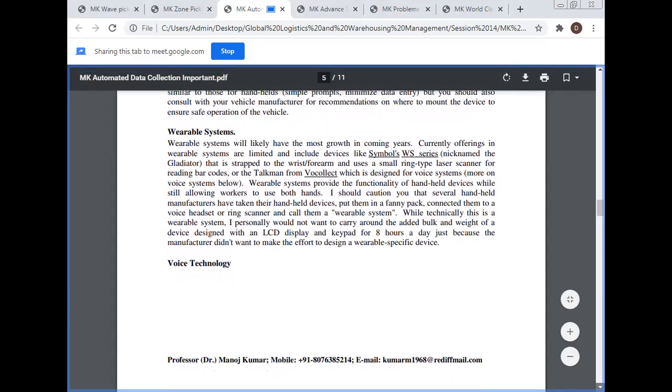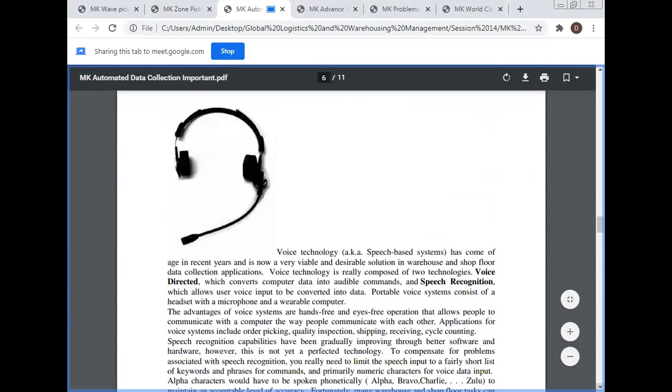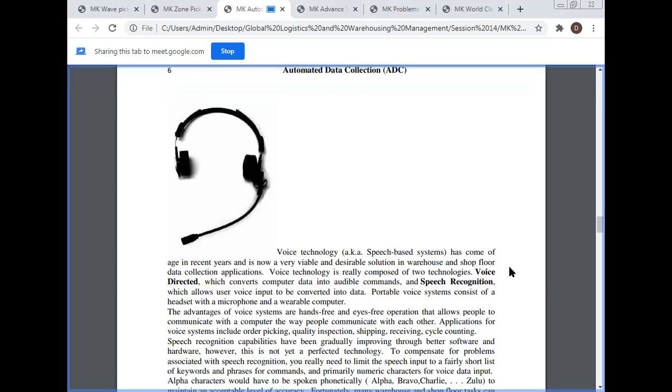Voice technology. Equipment for the voice technology. Speech-based systems. Voice technology, the speech-based system, has come of age in recent years and is now a very viable and desirable solution in the warehouse and shop floor data collection application.